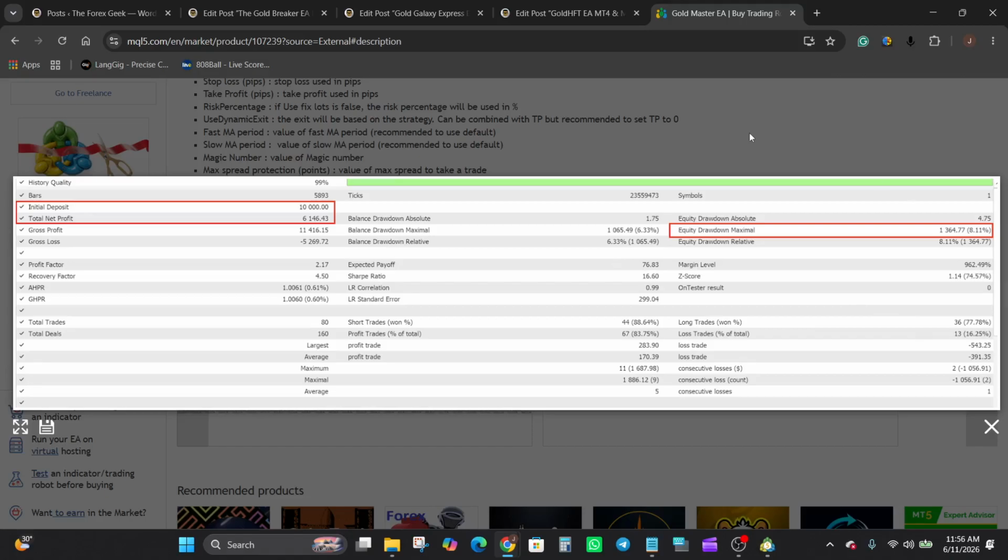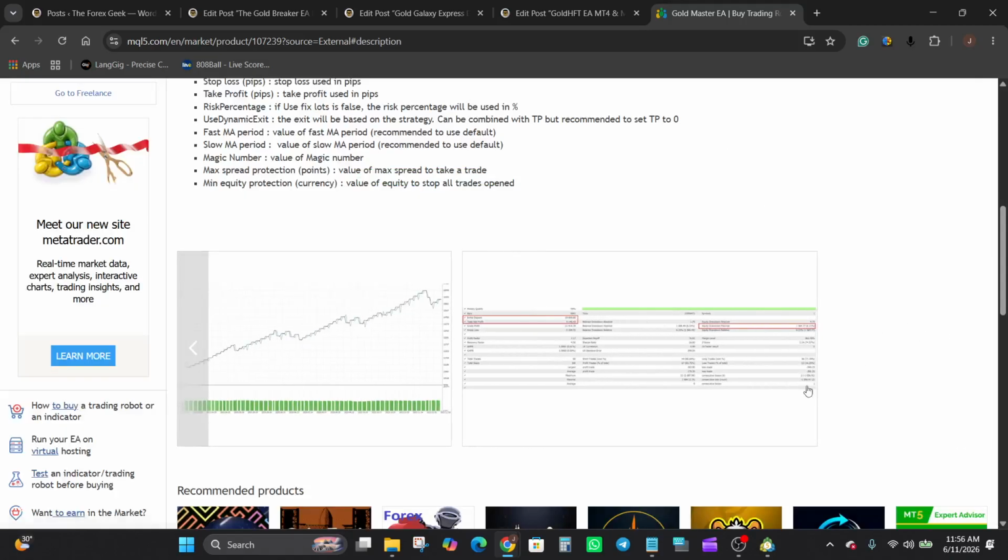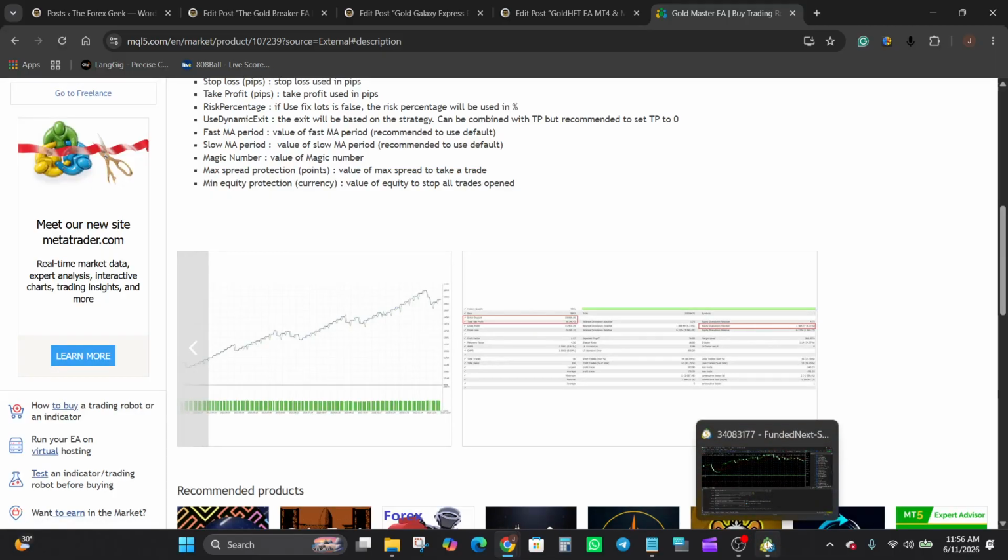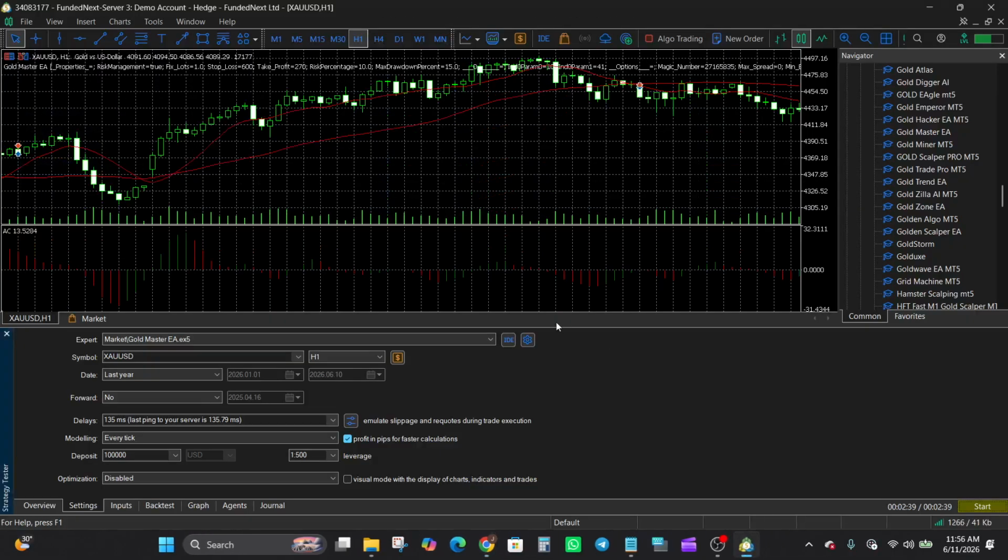Okay. Now let us head over to our strategy tester so that we can see how the EA performed in 2026, specifically from the first day of 2026 till date. So covering roughly around 5 months and a week plus. Now, we are testing the Goldmaster EA on XAUUSD on the H1 time frame, and we are using the last ping to the server for the delays. And of course, we are working with every tick modeling.